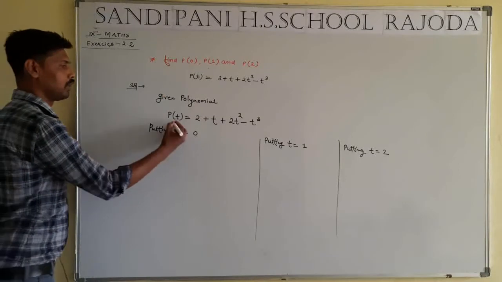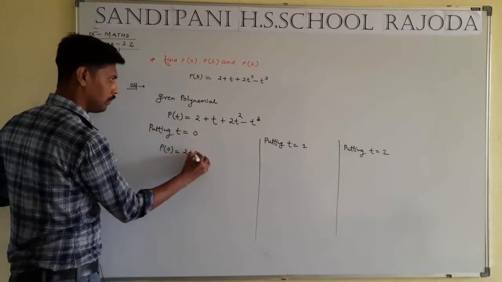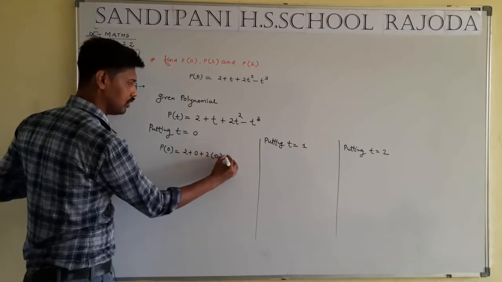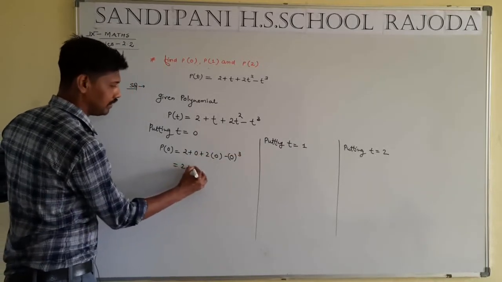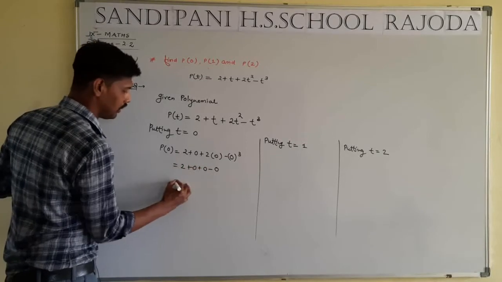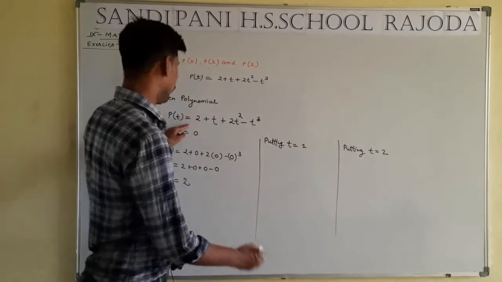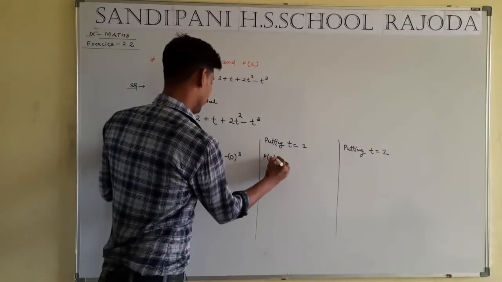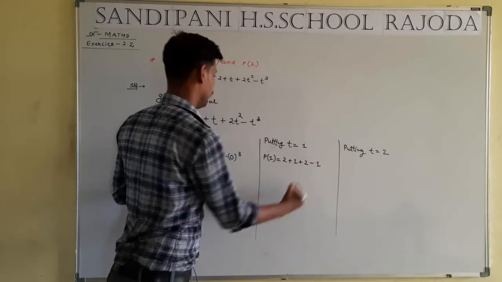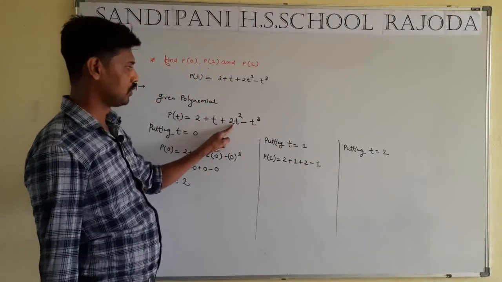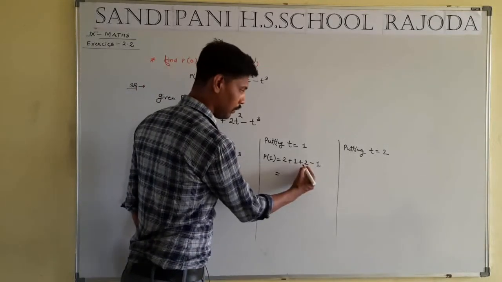Now t equal to 0, that means P(0) will be equal to 2 plus 0 plus 2 into 0 minus 0 whole power 3. 2 plus 0 minus 0 equals 2. Now t equal to 1, that means P(1) will be equal to 2 plus 1 plus 2 minus 1. 2 plus 1 plus 2 minus 1, that means 2 plus 2 is 4, plus 1.